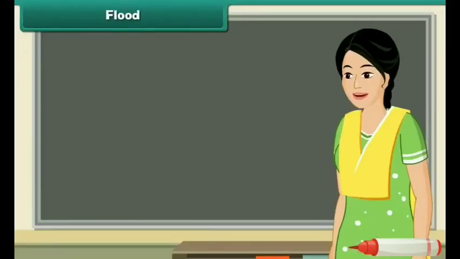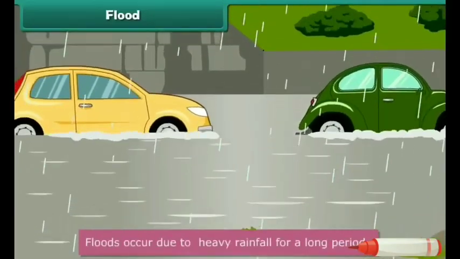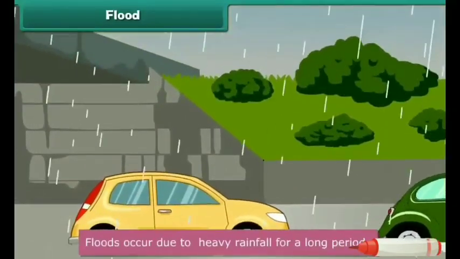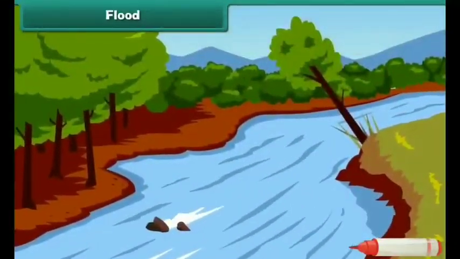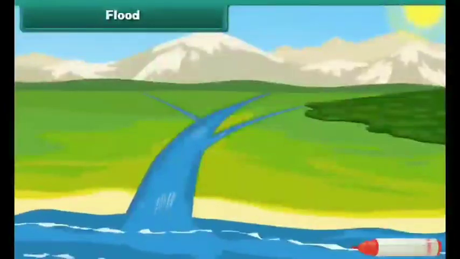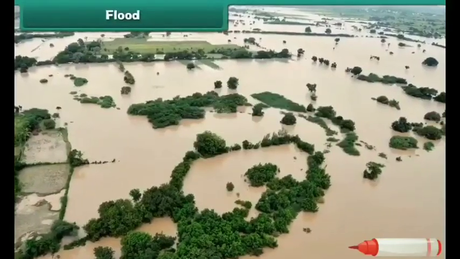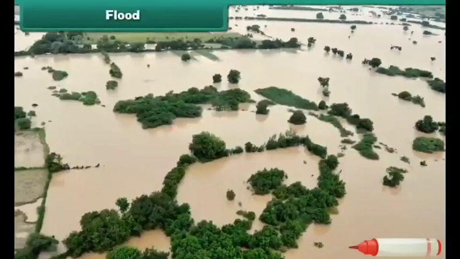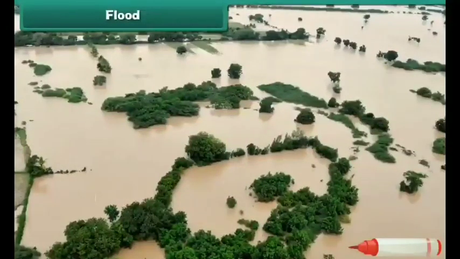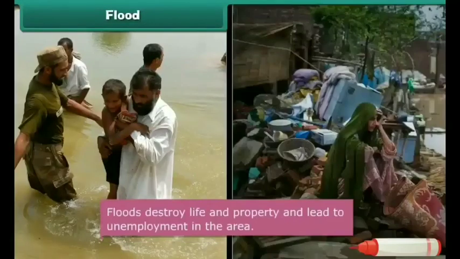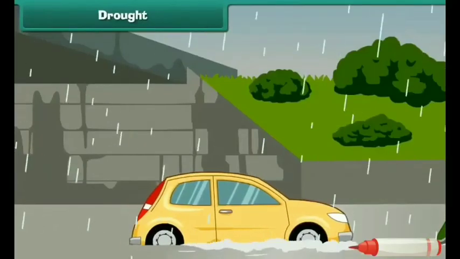Now, let me tell you about flood. Floods occur due to heavy rainfall for a long period of time. When it rains, the rivers overflow and submerge the surrounding area. Water collects in roads, houses, farms and damages the property. So floods can destroy life and property and lead to unemployment in the area. That means people become jobless.